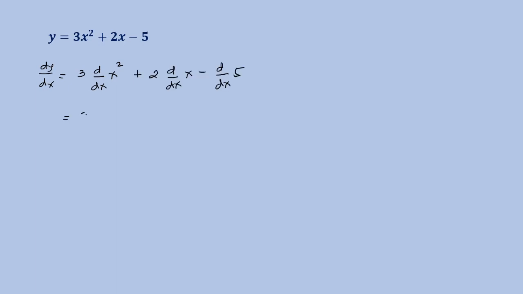So we have 3, and then the derivative of x squared is 2x raised to 2 minus 1, plus 2, the derivative of x is x raised to 1 minus 1, minus 0. So to simplify, 3 by 2 is 6, x raised to 1 plus 2x raised to 0, and x raised to 0 is equal to 1. Therefore, the derivative of the given function is 6x plus 2.